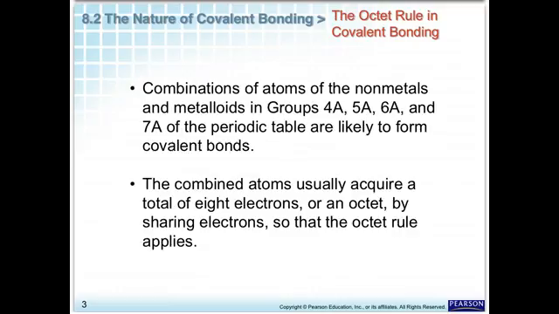Various combinations of nonmetals and metalloids in groups 4A, 5A, 6A, and 7A, remember that's 14 through 17, are the ones most likely to form covalent bonds. And they combine in such a way so that everybody gets that octet of electrons, and they're sharing various electrons.